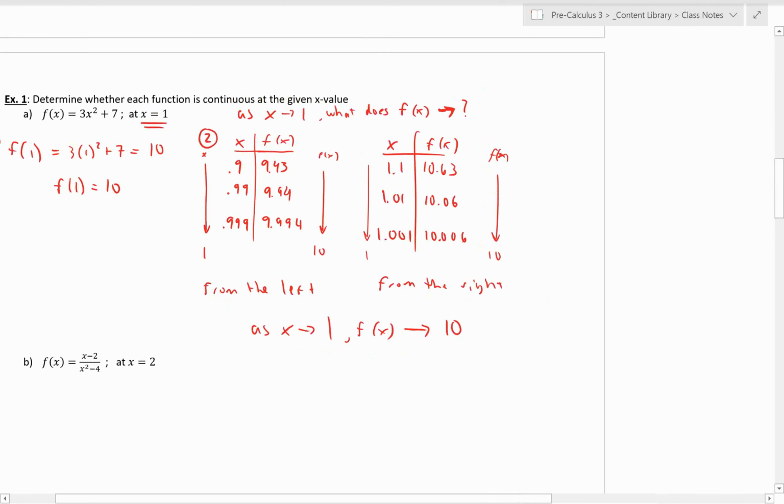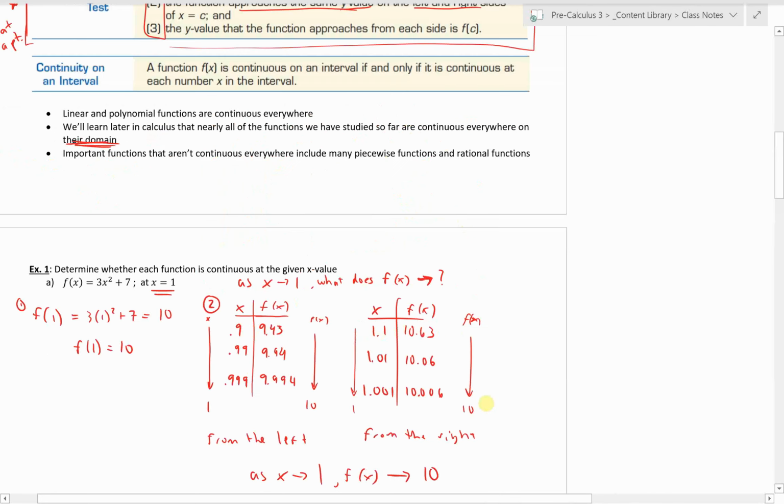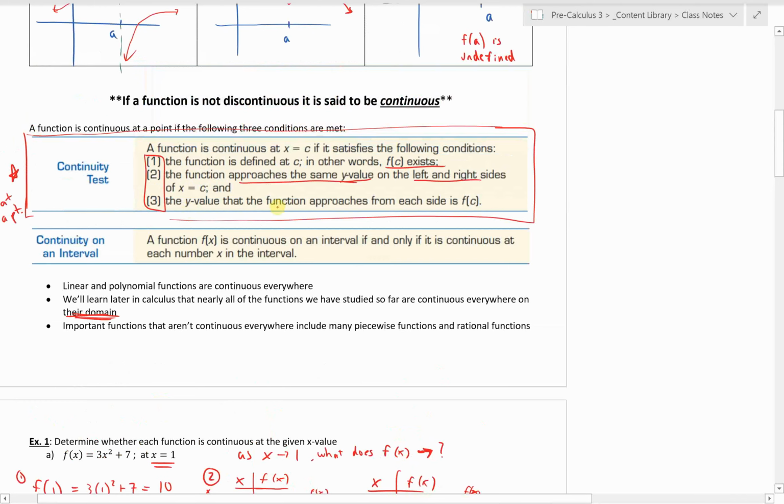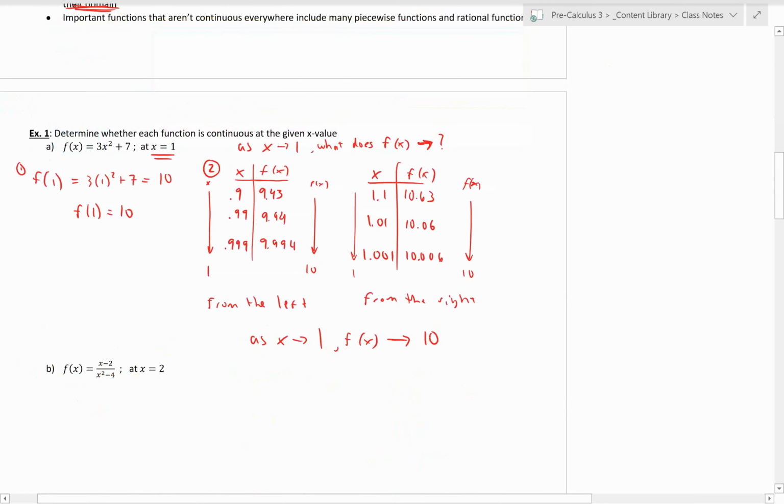And now we're ready to go ahead and say that these are continuous by doing our third step. The third step says the y value that the function approaches is equal to the function value. So we need to go ahead and say that. F of x approaches 10 as x goes toward 1. And that is equal to the function value at 1. Therefore, we can say f of x is in fact continuous at x equals 1.